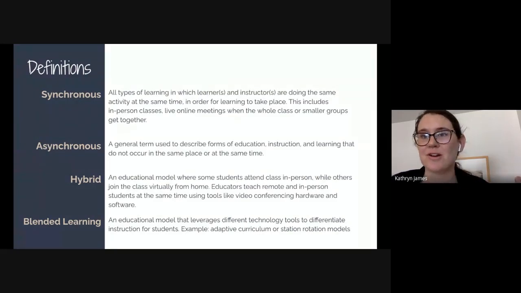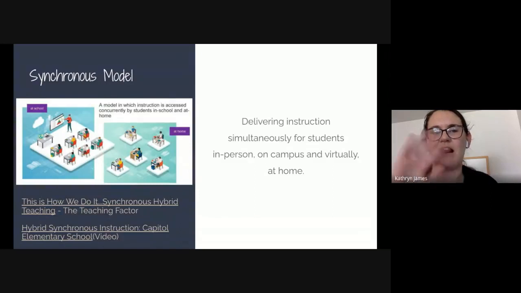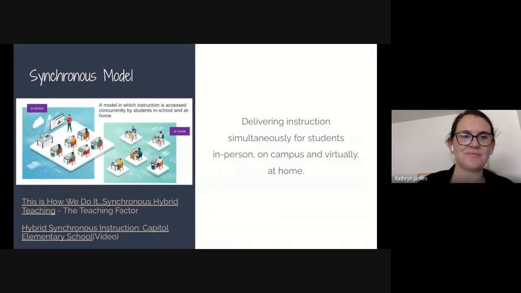So we're going to get started, and we're going to start talking about the first model, synchronous instruction. I will share with you synchronous and semi-synchronous, and then I will hand it over to Maggie, who will talk to you about flipped and station rotation.